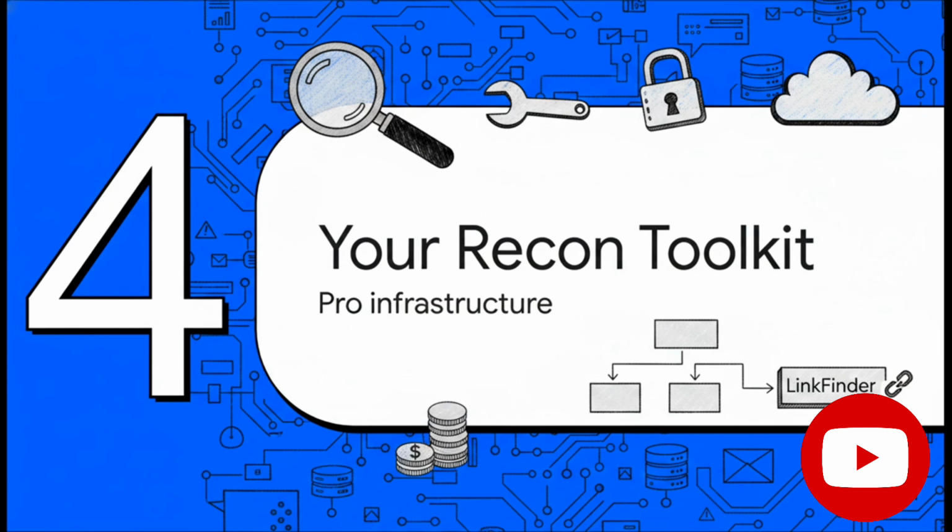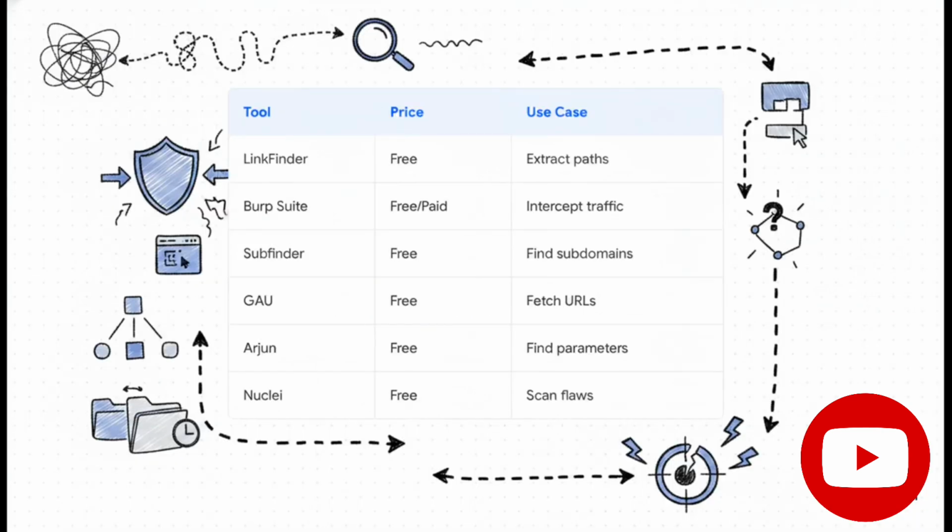Free and paid tools for professional infrastructure. To actually build a sustainable income stream in asset discovery, you really need an integrated suite of tools. It's like a giant puzzle. You've got Link Finder for extracting the hidden paths, right? And you pair that with Burp Suite to intercept browser traffic in real time. We also just talked about Subfinder and GAU for discovering those corporate subdomains and fetching cached files.